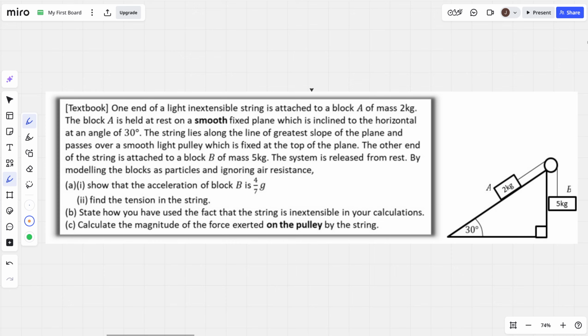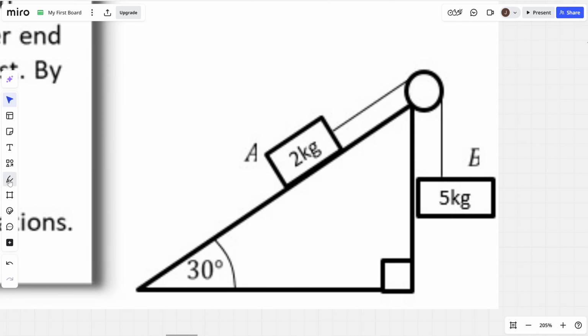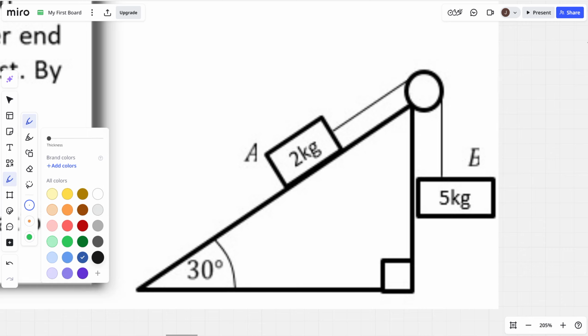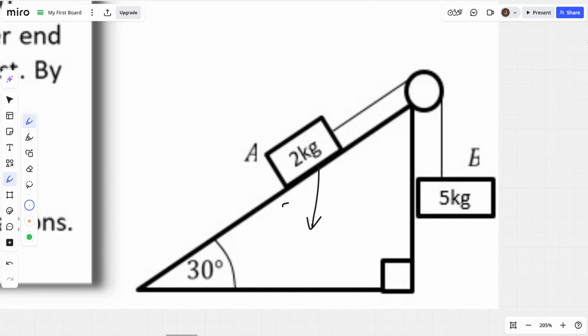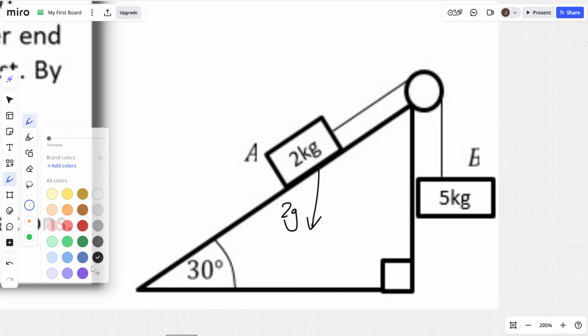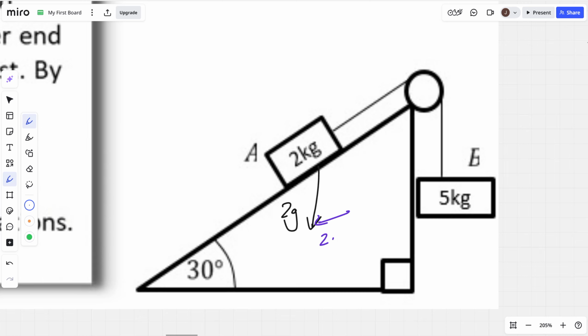So, one end of a light inextensible string, block A, 2g. Okay, well, shall we resolve it? We know we're going to have to do it anyway, so we might as well just do it straight away. So that's going to be 2g. That one's going to be 2g. This is opposite, so that's 2g sine theta, which then means the other one is going to be 2g cos theta. We'll do the R because this one is in contact with the plane. That's why it has an R. This one is not in contact, it's just in the air.